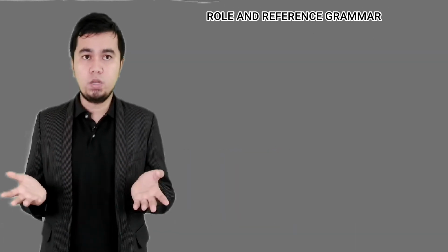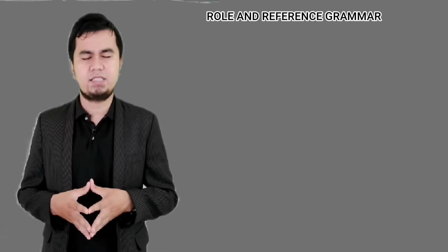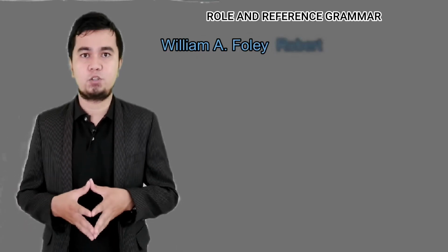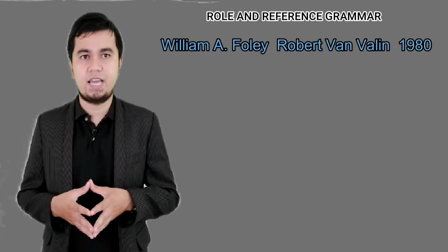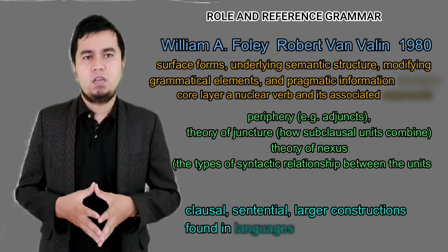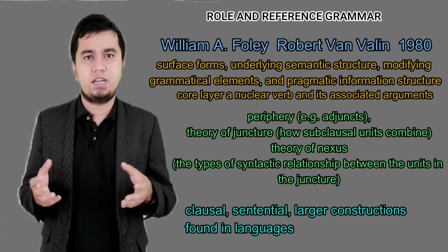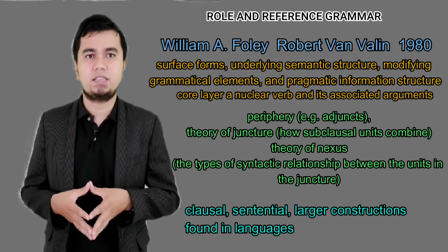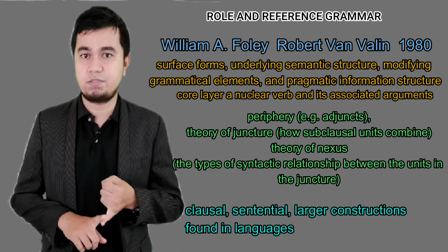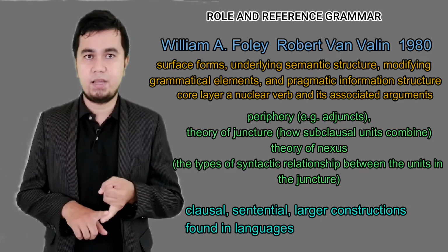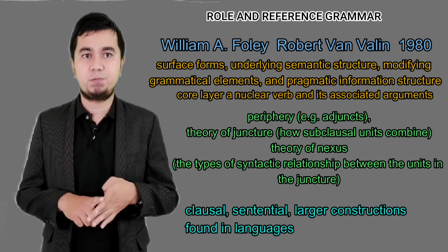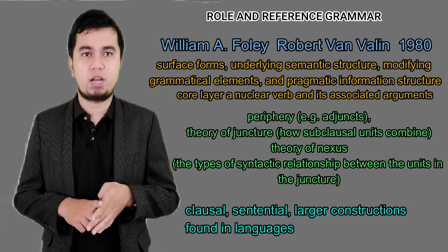Now, role and reference grammar is another model of grammar developed by William A. Foley and Robert Van Valin in the 1980s. So, what are they talking about here? In here, the grammatical description is looking at the language as structure in terms of four categories: the surface forms, underlying semantic structure, modifying grammatical elements, and pragmatic information structure.